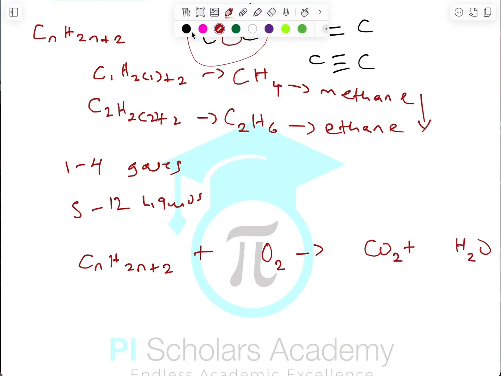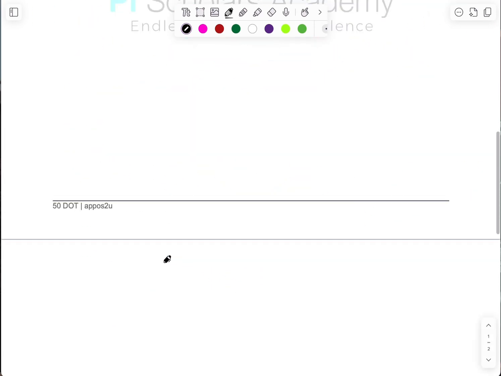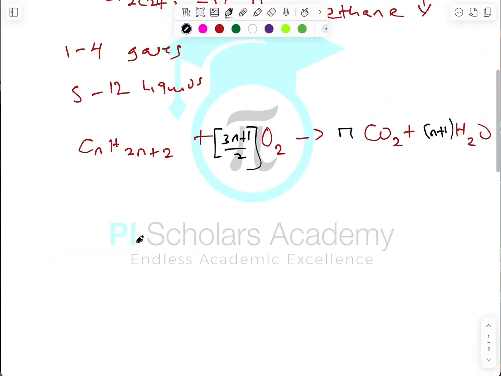Generally, to balance this equation, all you have to do is, whatever the n is, you have (3n plus 1) over 2 for oxygen. Then for the CO2 part, you have n, and for the H2O part, you have n plus 1. For instance, let's pick butane, which is C4H10. 2 times 4 is 8, 8 plus 2 is 10. So C4H10 plus O2 will give CO2 plus H2O.